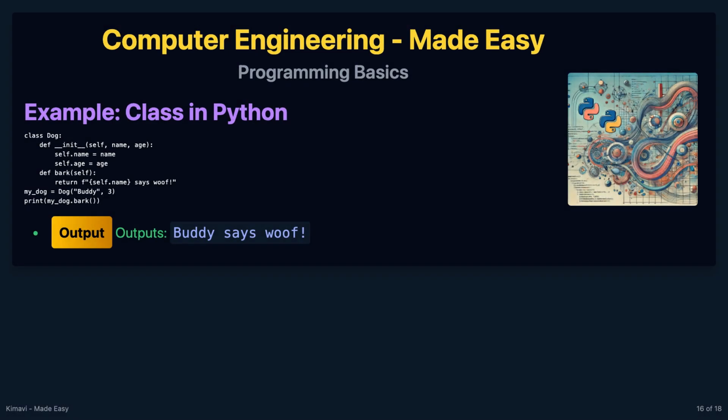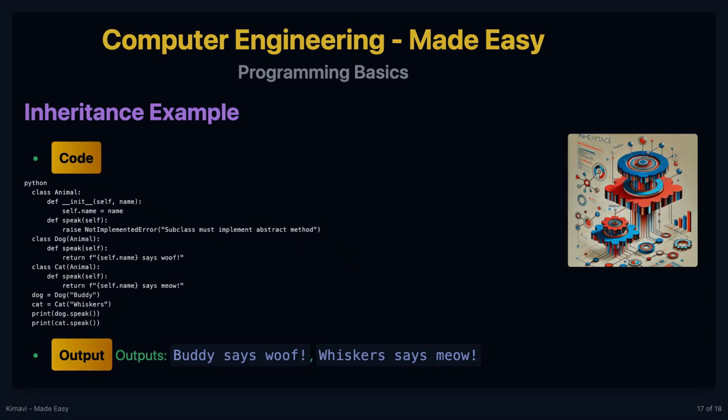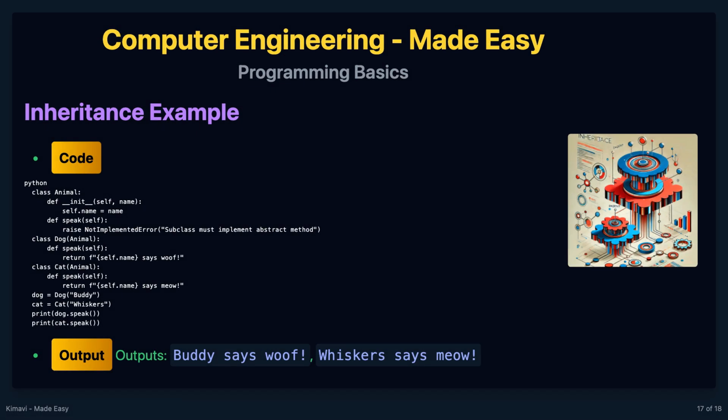The class Dog has an initializer method that sets the name and age of the dog. It also has a method bark that returns a string with the dog's name and the word woof. Creating an object of the Dog class with the name Buddy and age 3 and calling the bark method will output Buddy says woof. Here is an example of inheritance in Python.